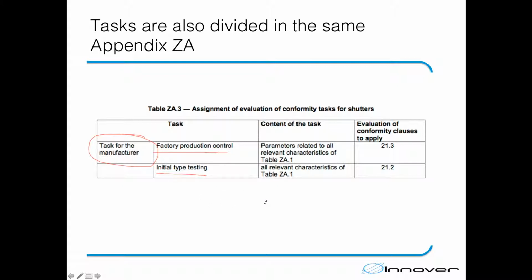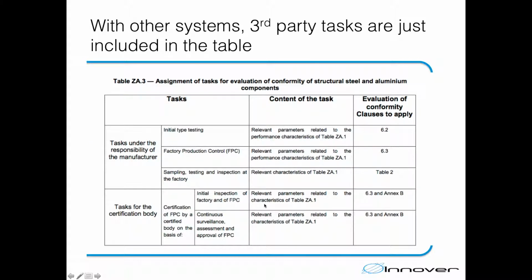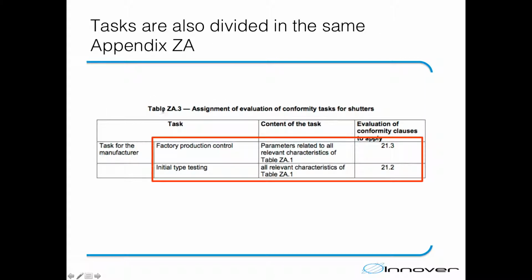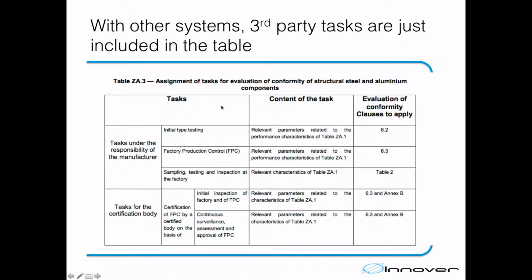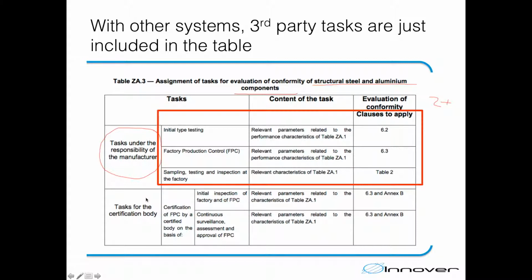And if we had made some other decisions and we were talking about other products, and here we have an example of the same table as before, we would have the division of labor differently. So here we are talking about the structural steel and aluminum components. Then here the system would be 2+. So we would have some tasks that are the responsibility of the manufacturer, and then we would have some tasks that are given out to the certification body.